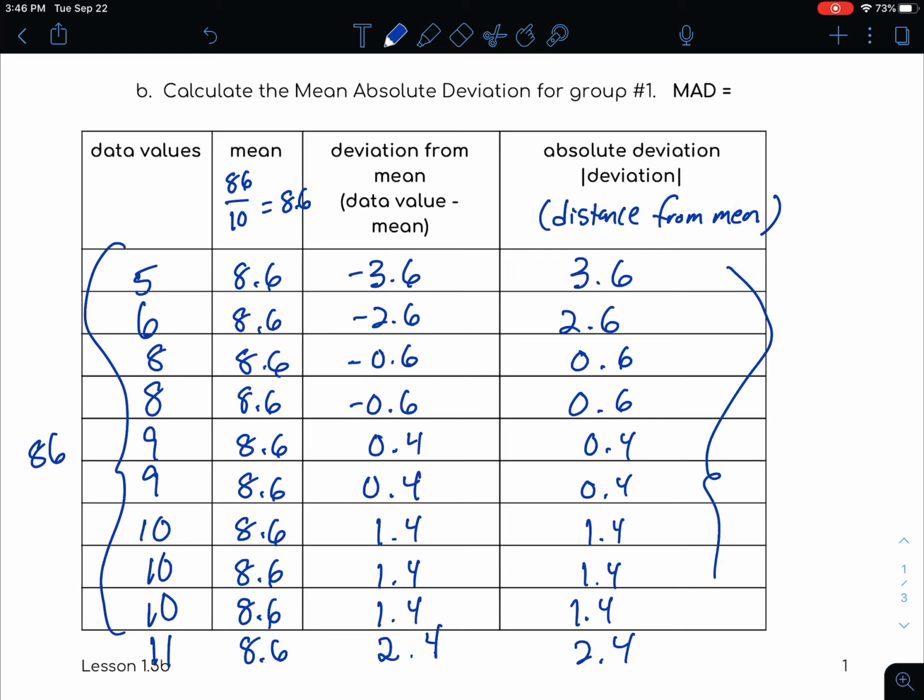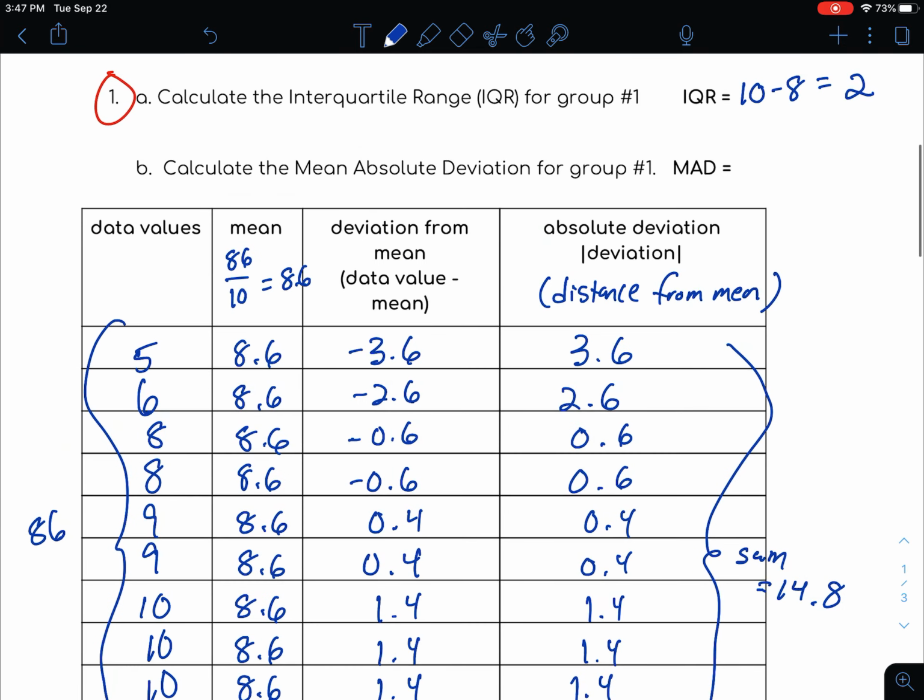And we're going to average those together now because the mean absolute deviation means the mean of the absolute deviations. These are the absolute deviations. So the mean of those, we're going to average them together. The sum of those is 14.8. I can do that quick mental math. And we're going to divide by 10 because there are 10 numbers. 14.8 divided by 10 is 1.48. So that is the mean absolute deviation.